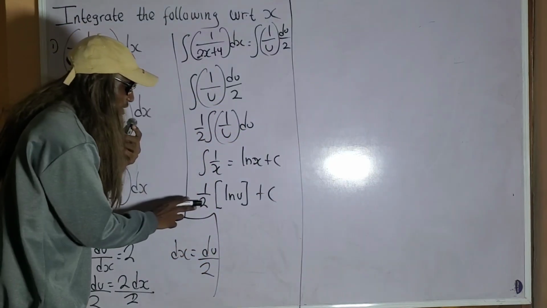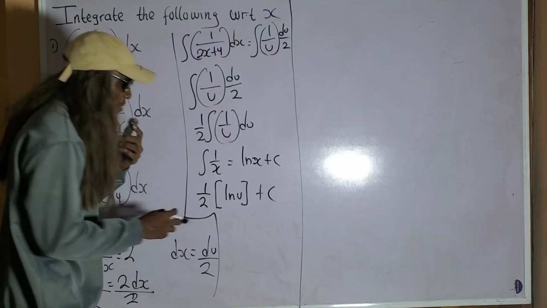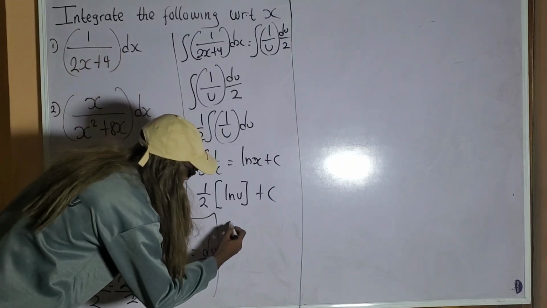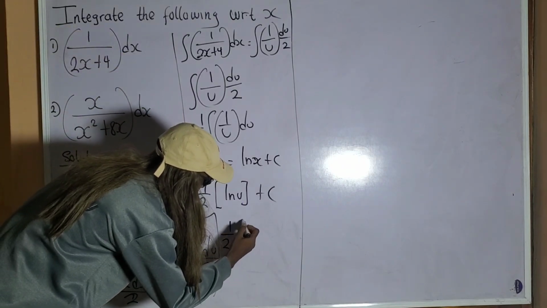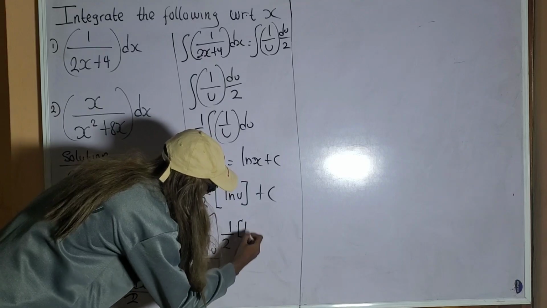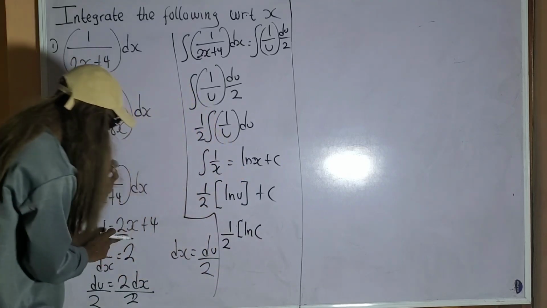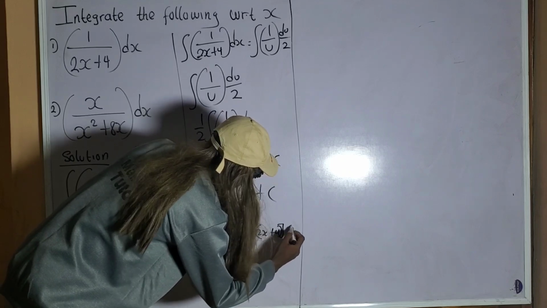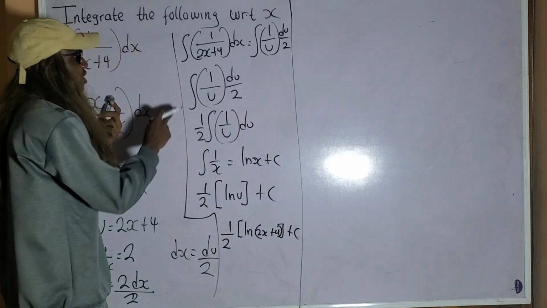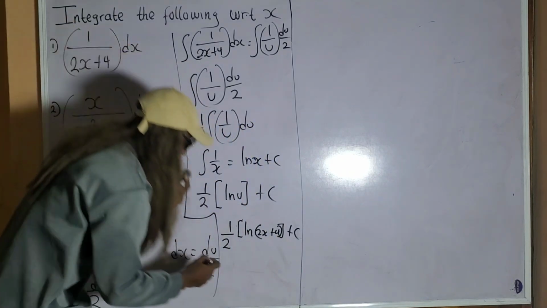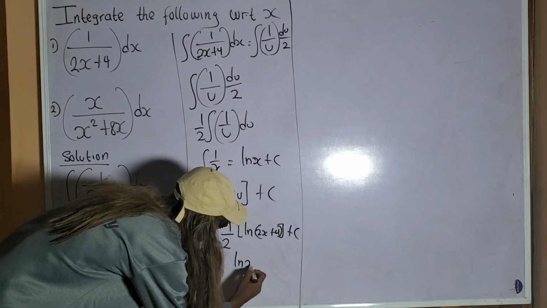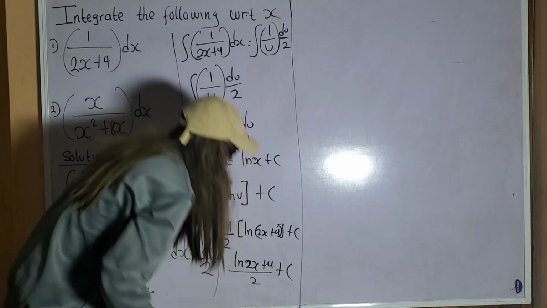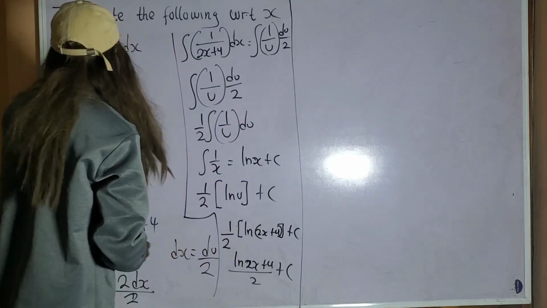Now, having gotten to this point, the next step is that I'm going to replace u as 2x plus 4. So I'm going to have 1 over 2 multiplied by ln u. u is what? 2x plus 4. So I'm going to have ln 2x plus 4 plus c. So the integration of 1 over 2x plus 4 will be ln 2x plus 4 all over 2 plus c. Do you understand? Okay, now let's look at the second question.